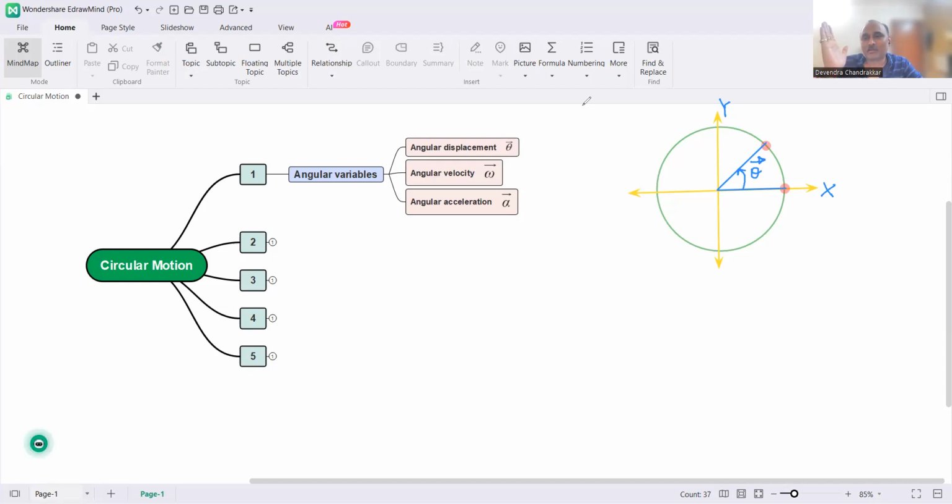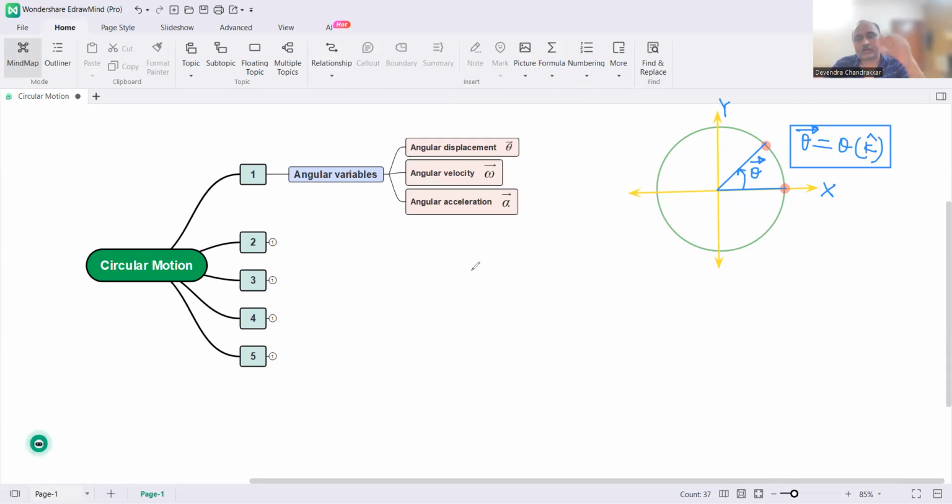You curl your right hand palm fingers in the sense of rotation of the object. The thumb, stick your thumb out, will point in the direction of theta. So in this case, theta vector is theta plus k cap. I hope all of you agree to this. Yes or no? Yes, sir.